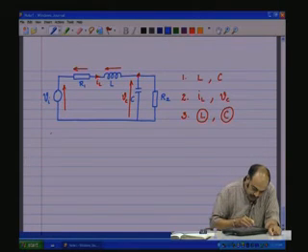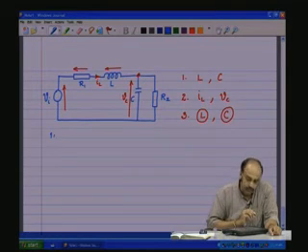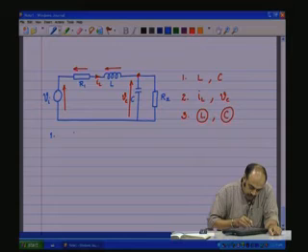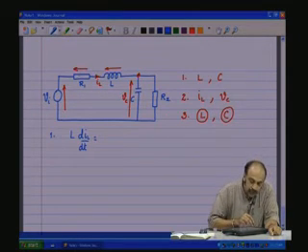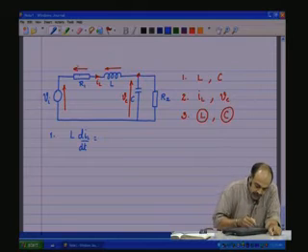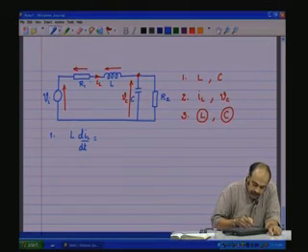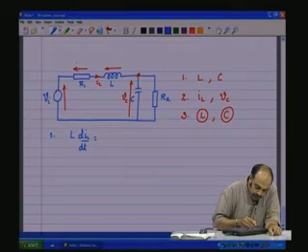So, first the inductance equation, given by L dIL by dt, should be equal to the voltage across the inductance. Now, the voltage across the inductance should be expressed only in terms of these variables. Now, what is the voltage across R1 here? The voltage across R1 can be expressed in terms of the state variable. The current IL is flowing through R1, and therefore, it has to be IL R1.